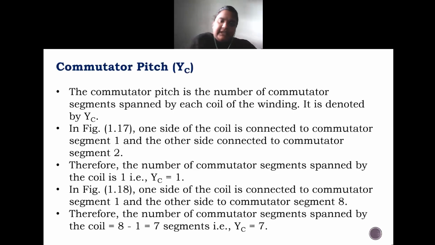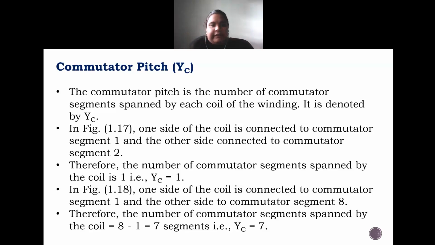Next we will see a small definition called the commutator pitch, which is represented by YC. The commutator pitch is the number of commutator segments spanned by each coil of the winding. It is denoted by YC. So for one total coil, we ask how many commutator segments are used. That is, if one coil side is here and the other coil side is somewhere else, the number of commutator segments between these two coil sides is called the commutator pitch.